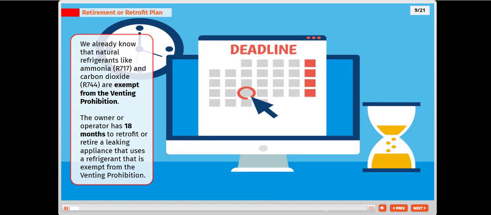We already know that natural refrigerants like ammonia, R717, and carbon dioxide, R744, are exempt from the venting prohibition. The owner or operator has 18 months to retrofit or retire a leaking appliance that uses a refrigerant that is exempt from the venting prohibition.